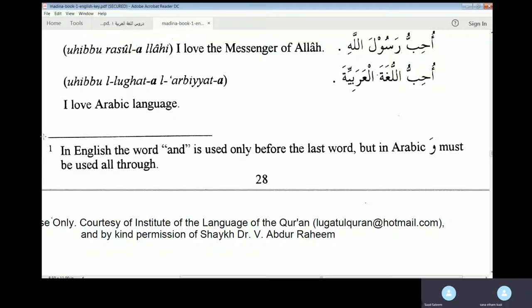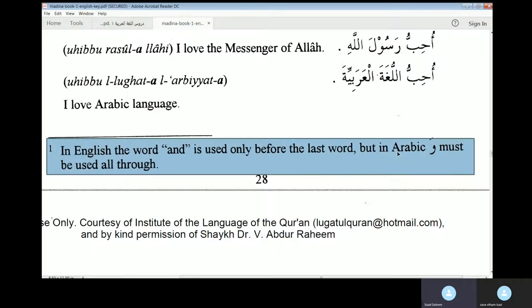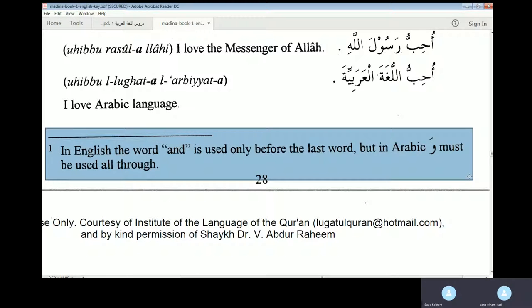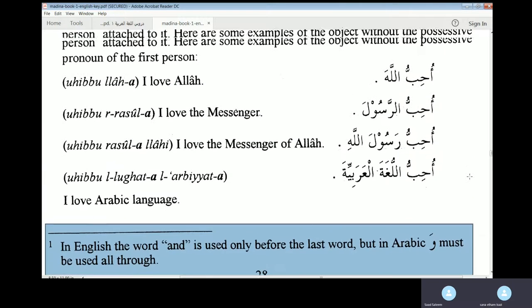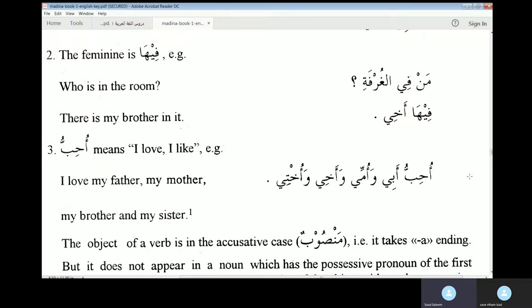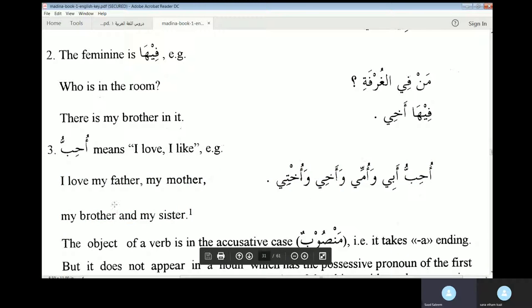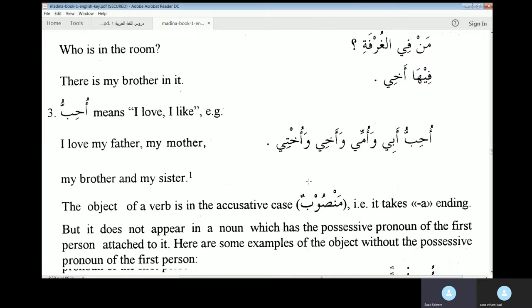Okay. Next. Here we can learn Tuhibbu. There's one line footnote missing. Read the footnote of previous page. In English, the word "and" is used only before the last word. But in Arabic, waw must be used all through. This is in the first example. For example, Uhibbu abi wa ummi wa ukhti. Here we have used waw 3 times. But in the translation, we have used "and" only 1 time. He is telling you this thing. In Arabic, we use waw again and again.